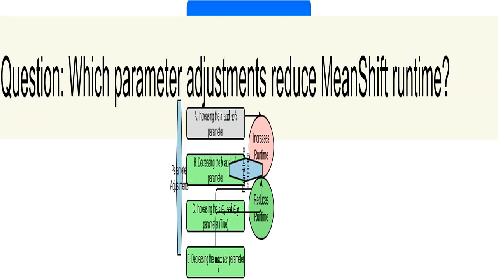This is the core quiz question. We need to determine which parameter changes will improve the speed of the MeanShift algorithm. This is all about understanding how the algorithm's settings directly affect its performance.